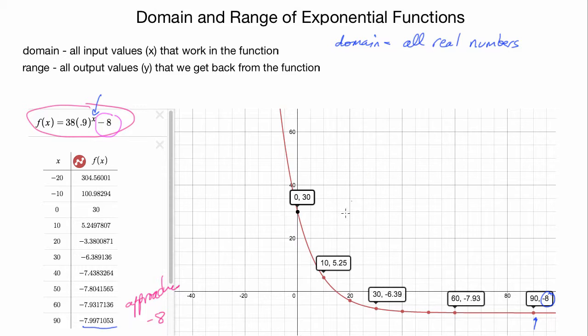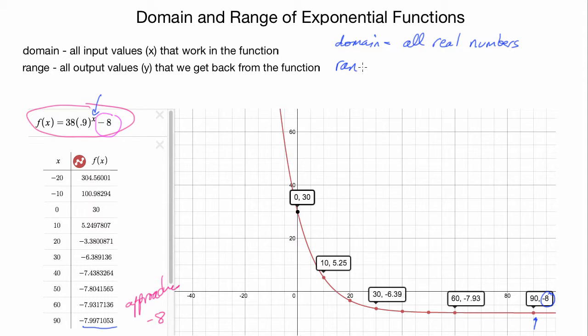All real numbers, I can put anything in for x and get a value back from my function. Later on, we're going to look at functions that have interesting domains and that don't work for all real numbers, but for exponential functions, domain is always all real numbers, all x values. All right, the range is where we get interested.